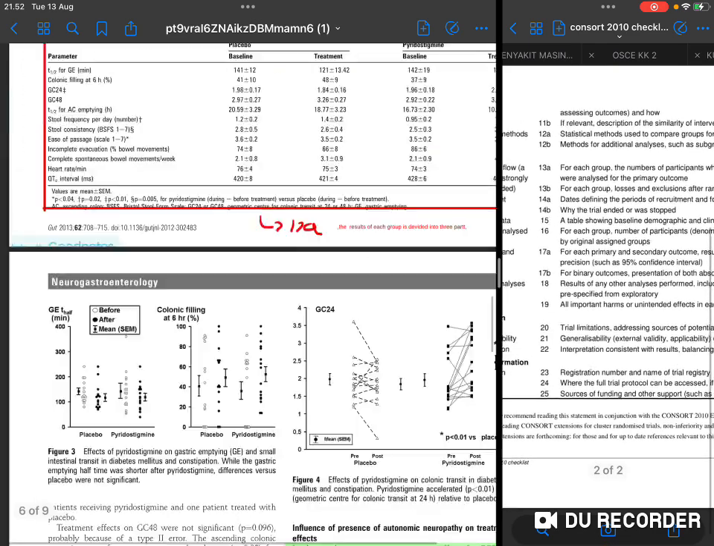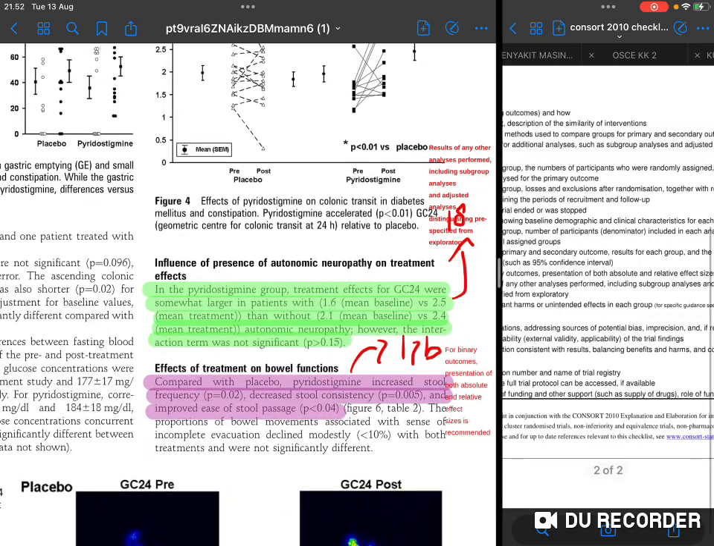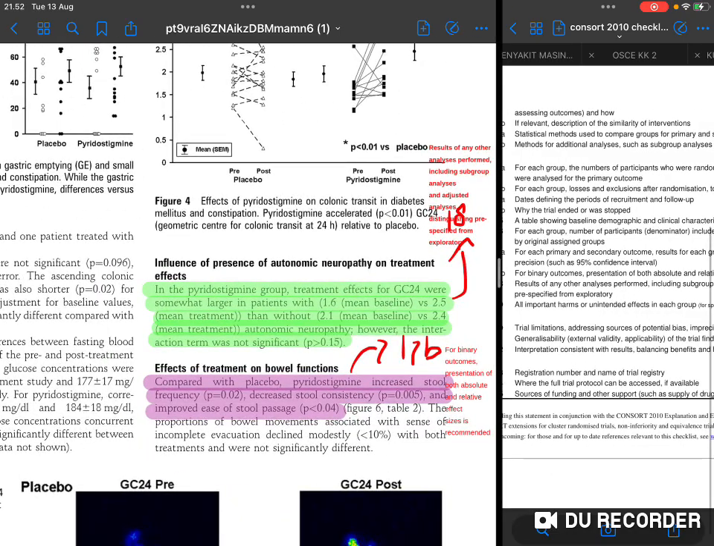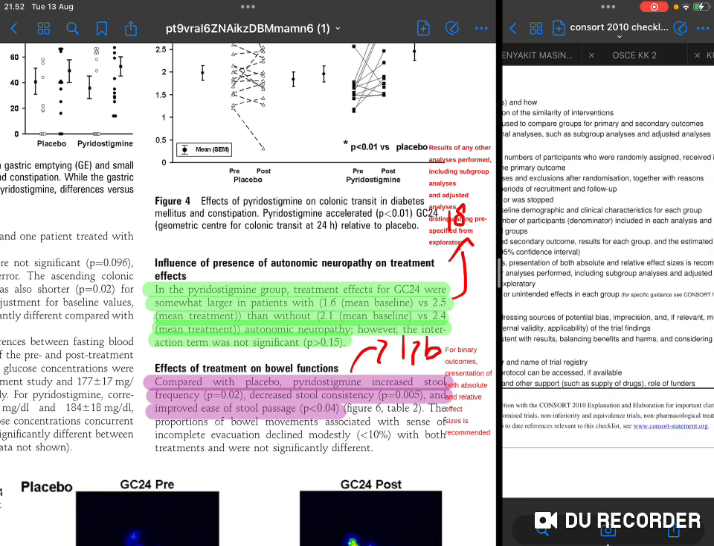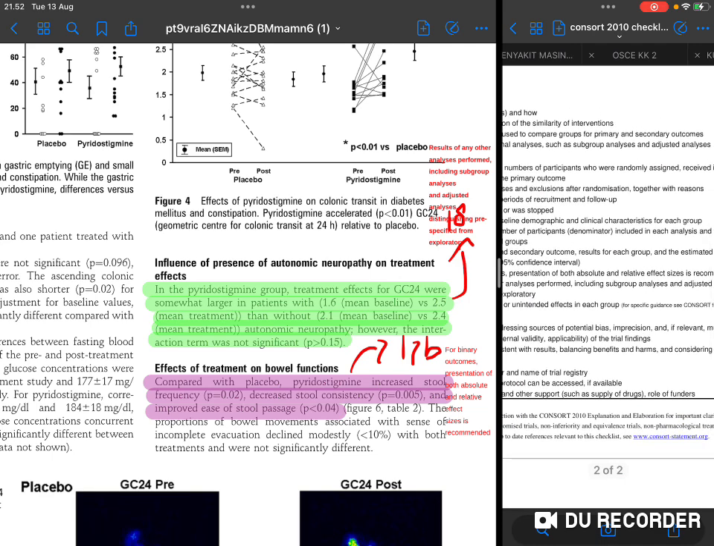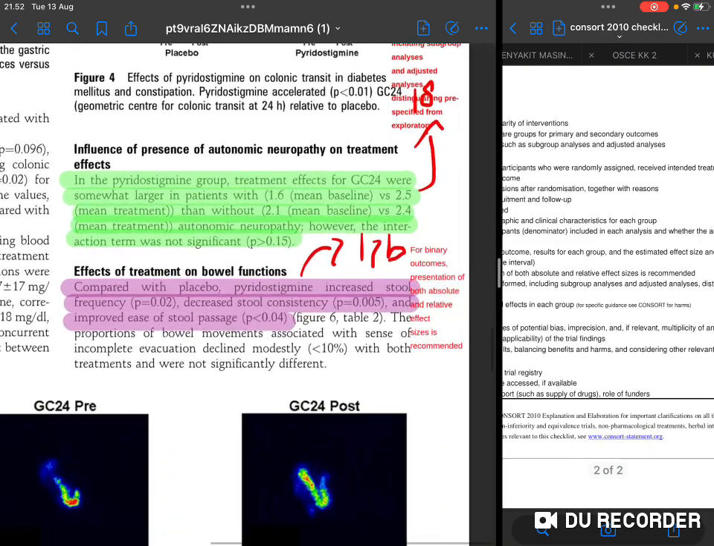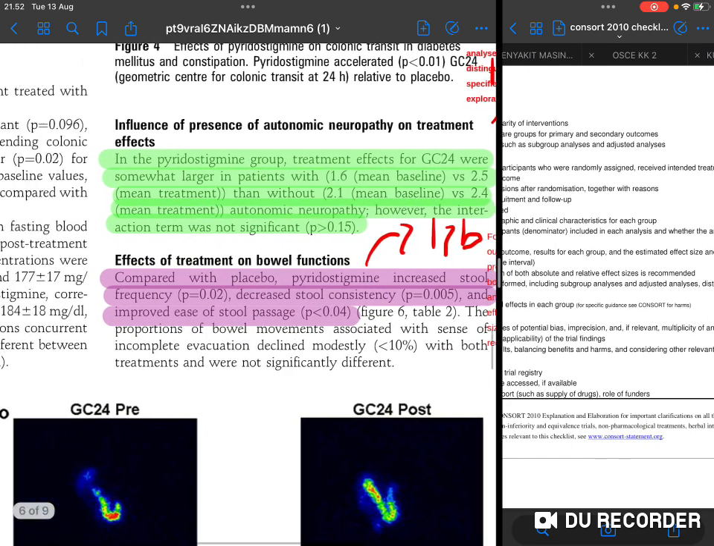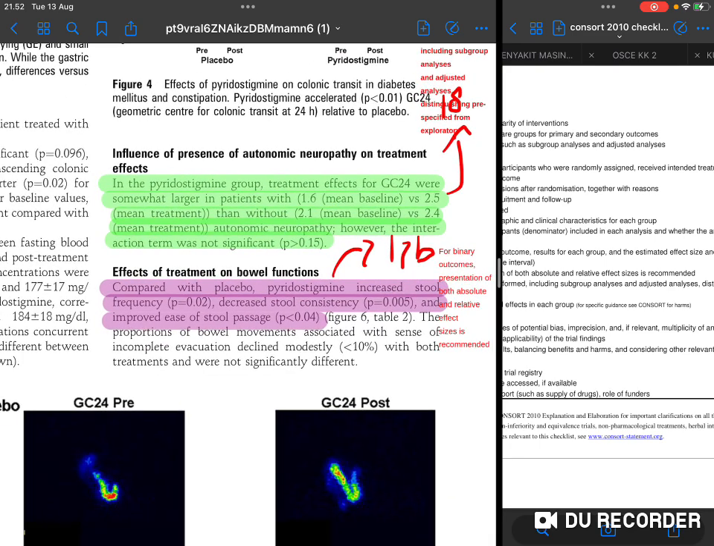And then 17B is for the binary outcomes, like the presentation of both absolute and relative effect sizes is recommended. So it was written over here, compared with placebo, pyridostigmine increased stool frequency and so on.